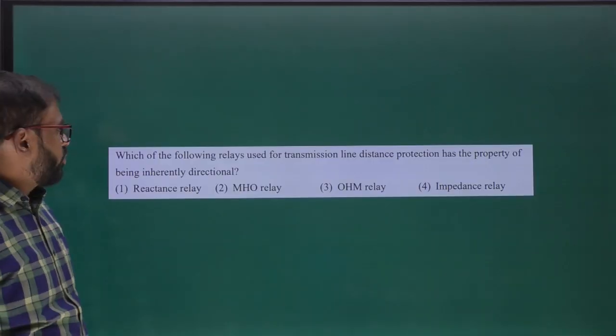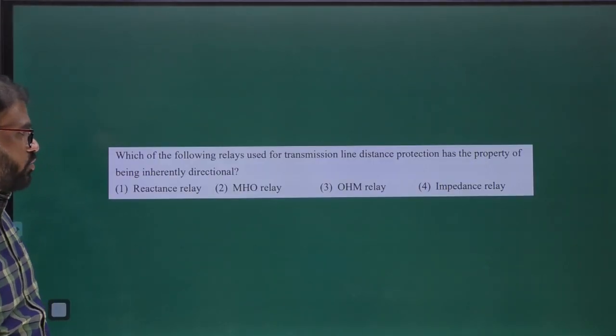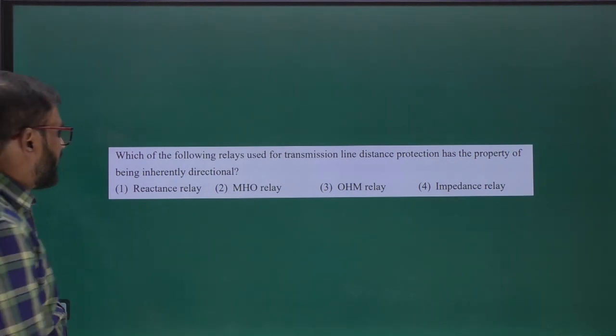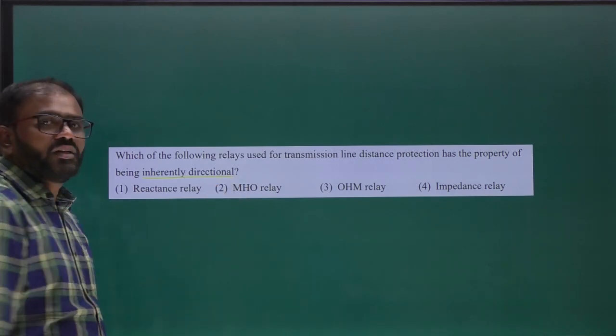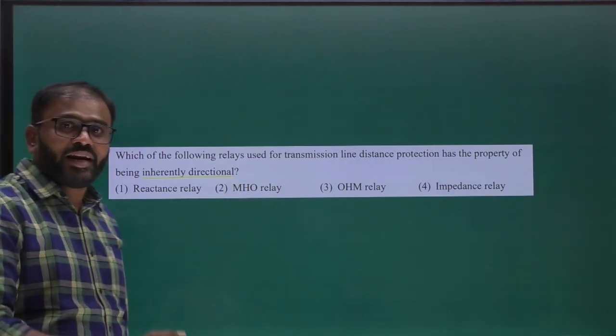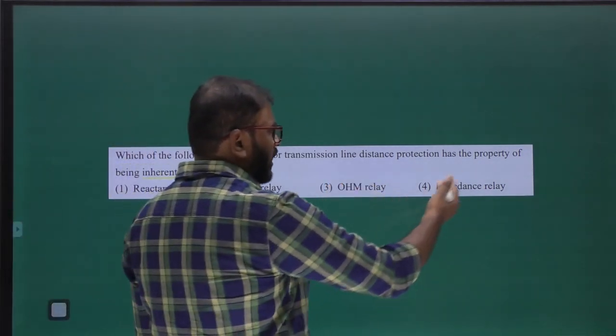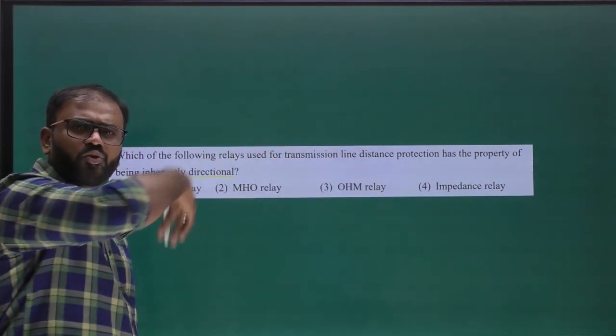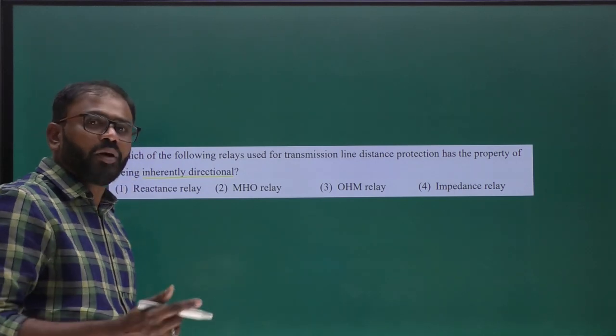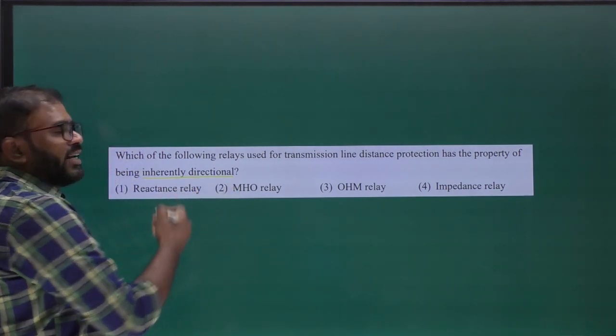Let's see, in this question, which of the following relays used for transmission line distance protection has the property of being inherently directional? See, the relay which is inherently directional and used for what? Transmission line. If you notice here, reactance relay, Mho relay, ohm relay, impedance relay, all these 4 relays are used for transmission line protection only.